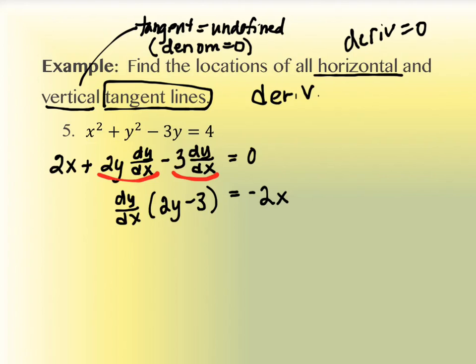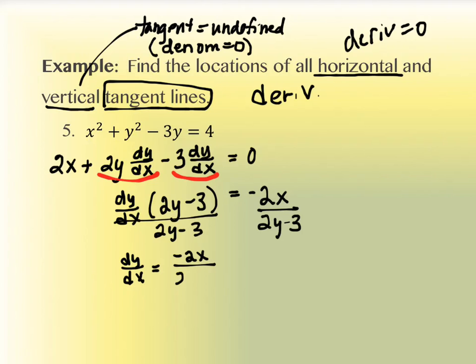So we have dy/dx times (2y minus 3) equals negative 2x. Now what? Divide by 2y minus 3. Right. We're going to divide by 2y minus 3. So my slope, dy/dx, equals negative 2x over 2y minus 3.